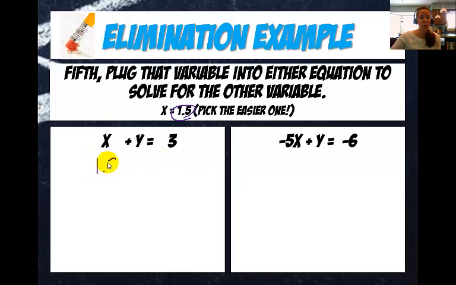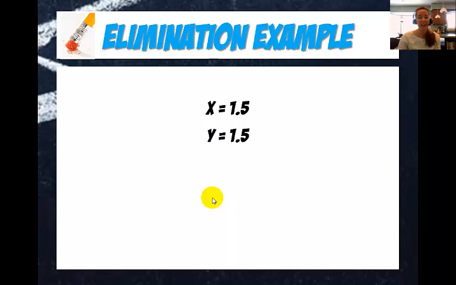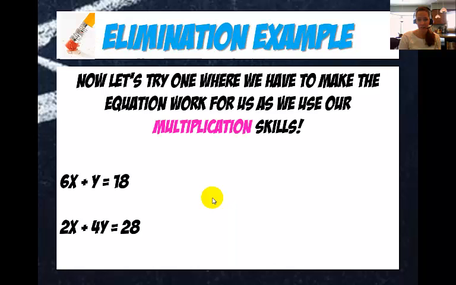Well, if x is 1.5, 1.5 plus y equals 3. That one looks a little bit easier to me. Subtract away the 1.5 because it's positive, so we're going to take it away, canceling it out, and y equals also, ironically, 1.5. So your answer is x equals 1.5, y equals 1.5. Okay, so it seems long now, but once you get more practice, it's not going to be as long.